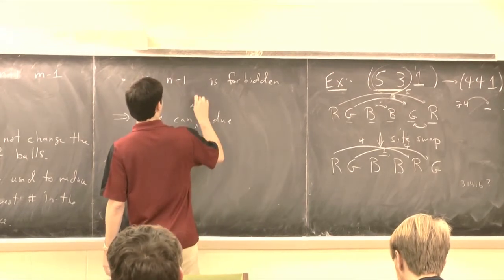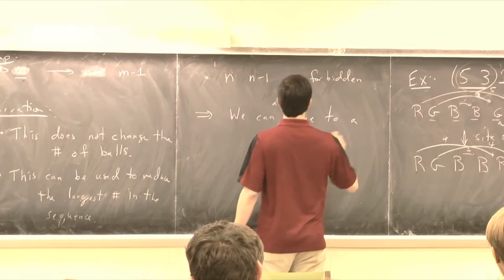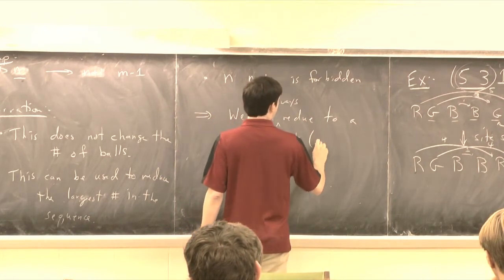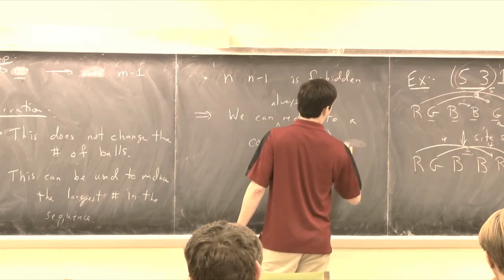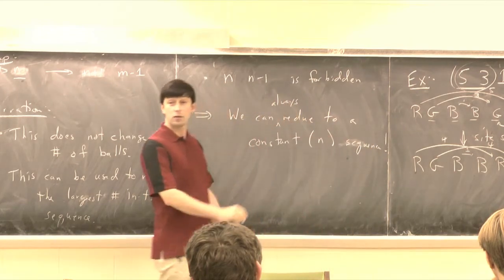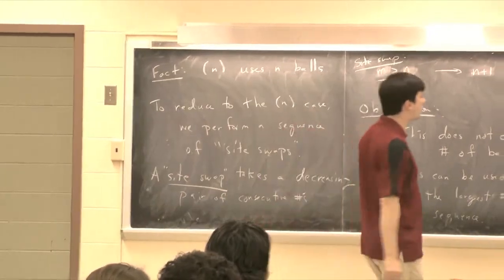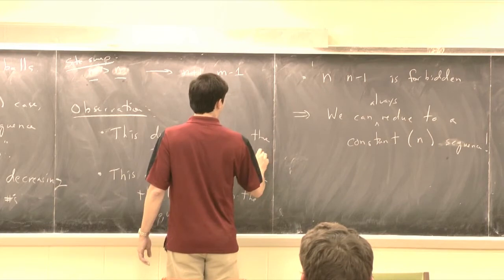We can always reduce to a constant sequence, or an n-ball cascade sequence, without changing the average. This doesn't change the average. It doesn't change the number of balls. Again, this also doesn't change the average, so I guess I should put this: or the average.